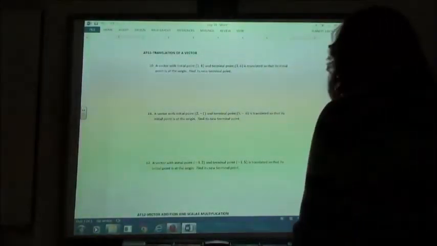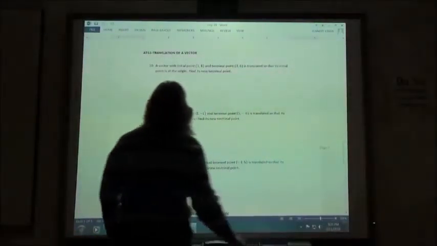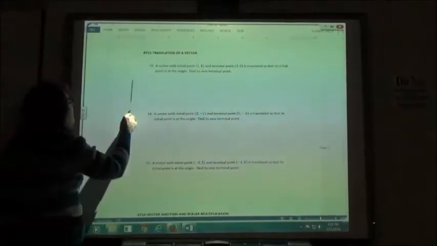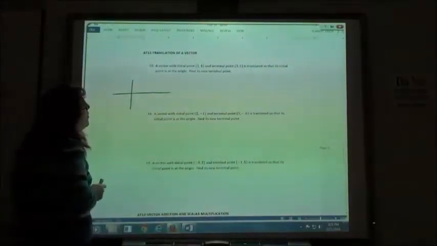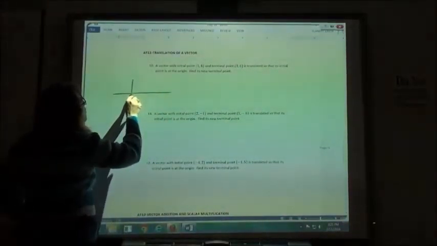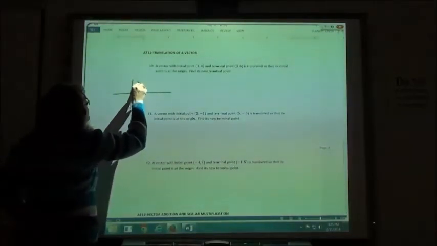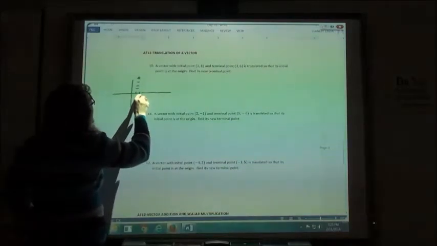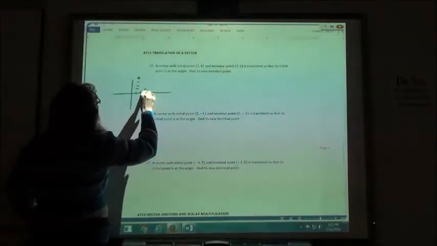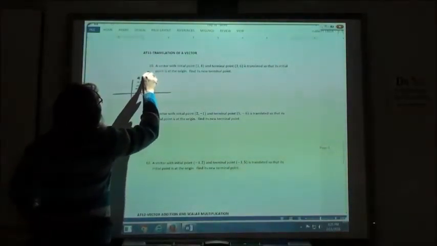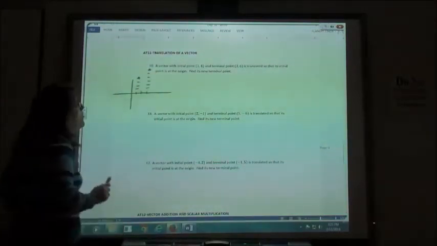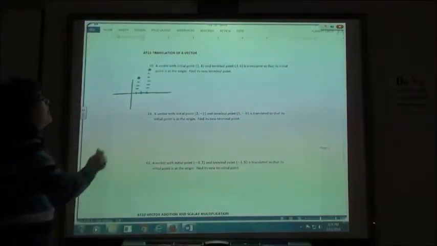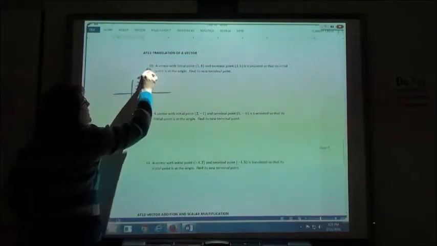10, 11, and 12 are translating our vector. So if I think about it, if I have my vector, it has an initial point at 1, 4. So over 1, up 1, 2, 3, 4, there's my initial point. My end point is at 1, 2, 3, 1, 2, 3, 4, 5, 6. My terminal point or end point would be at 3, 6, and my vector would go like that.